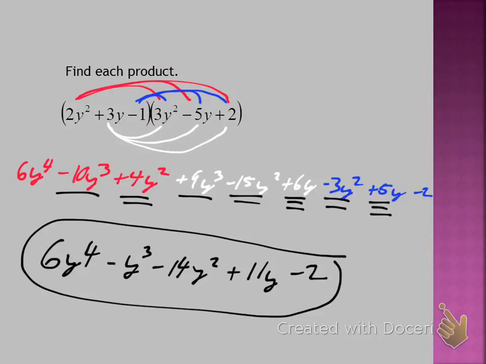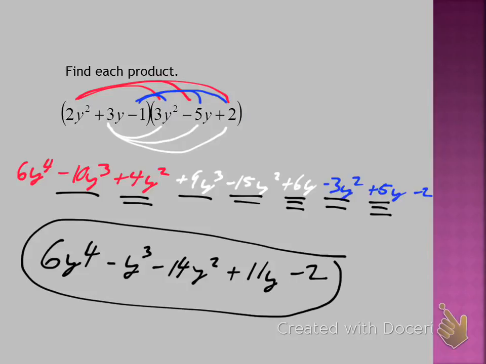Six y to the fourth minus y cubed minus 14y squared plus 11y minus 2. That's as big as they'll come. A trinomial times a trinomial. You're not going to do 4 terms times 4 terms. You might do a binomial times something with 4 terms, maybe, but doubtful. Typically they don't go bigger than trinomials times trinomials.